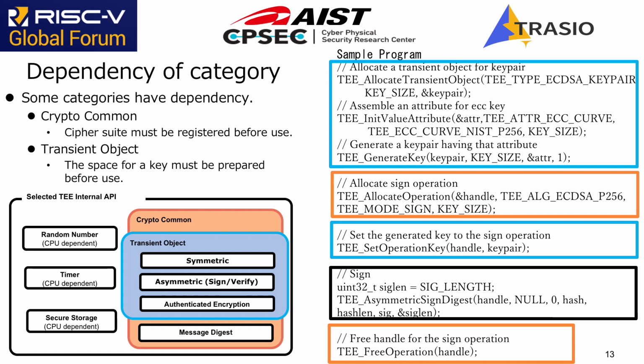A blue rectangle indicates transient object. Orange rectangle indicates crypto common, and black rectangle indicates asymmetric cipher.